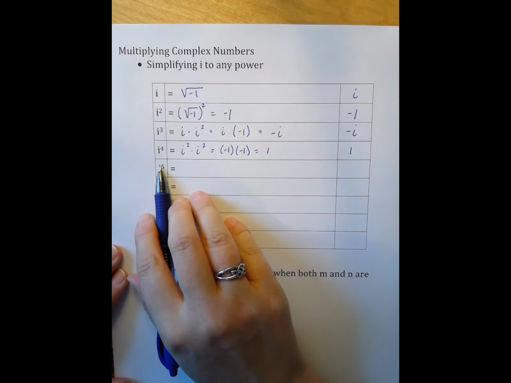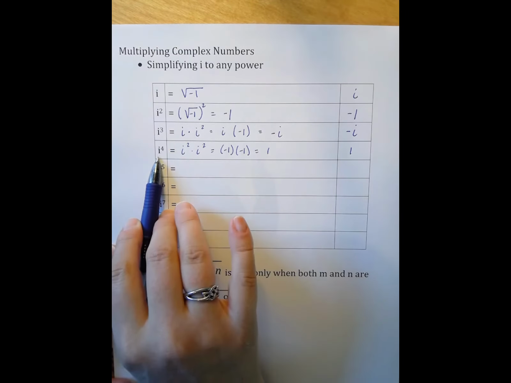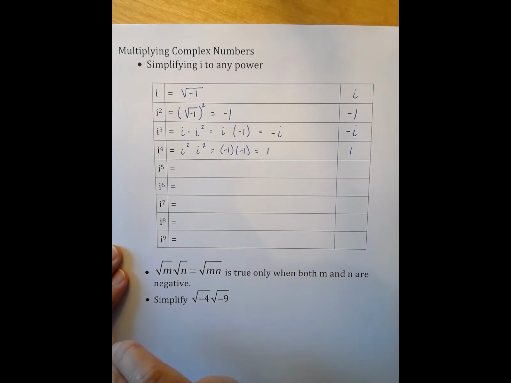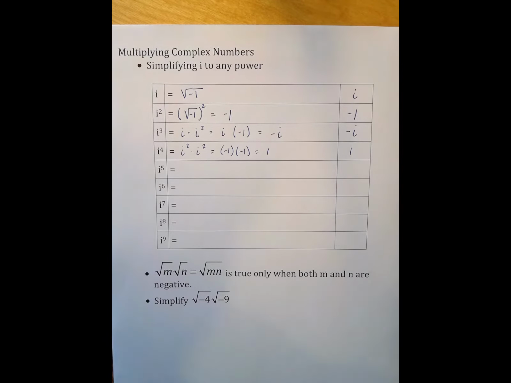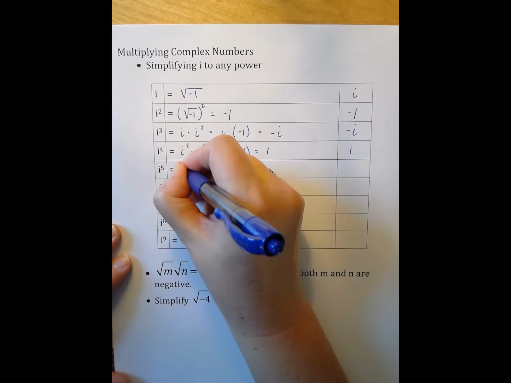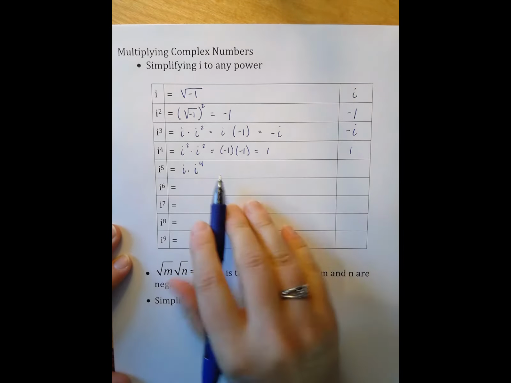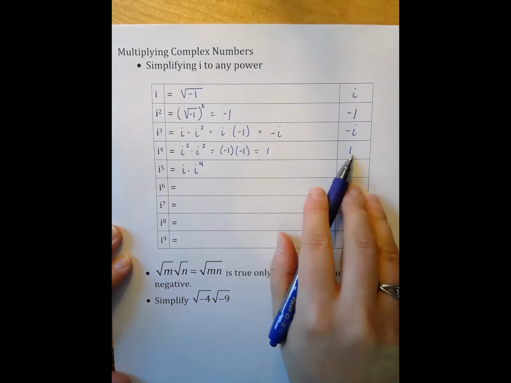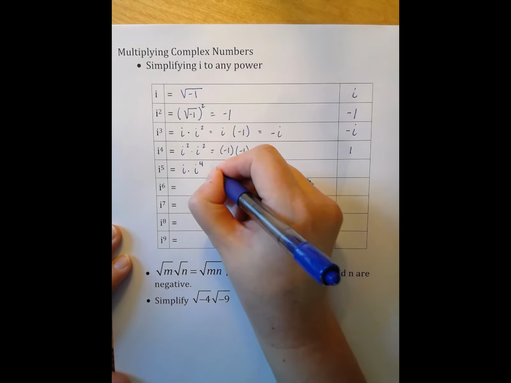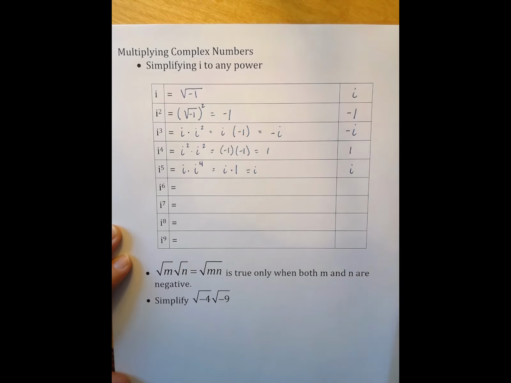Now, really the lesson here for i squared, i cubed, and i to the fourth is that I can rewrite i to any power by breaking it down into smaller powers. So I can rewrite i to the fifth as i times i to the fourth. But I know from above that i to the fourth is 1. So I have i times 1, which is i.